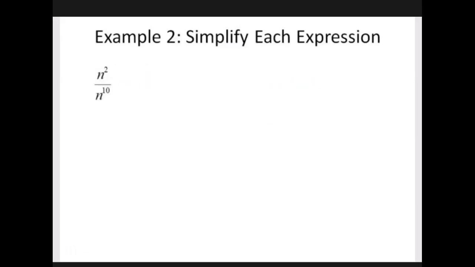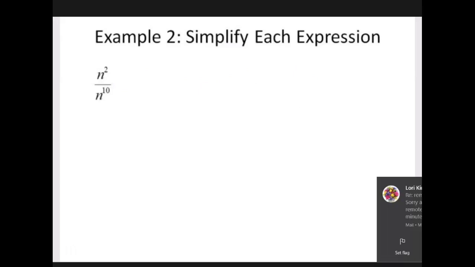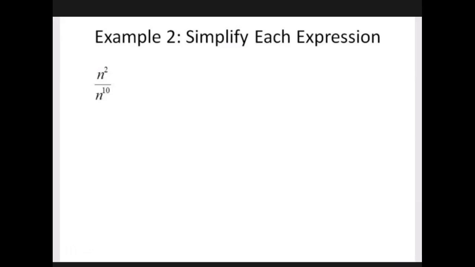Okay, if you have division of like bases, then you are going to take the top minus the bottom. So you get 2 minus 10. So 2 minus 10 is negative 8. But again, we can't leave our answer with a negative exponent, so we rewrite it as 1 over n to the 8th.